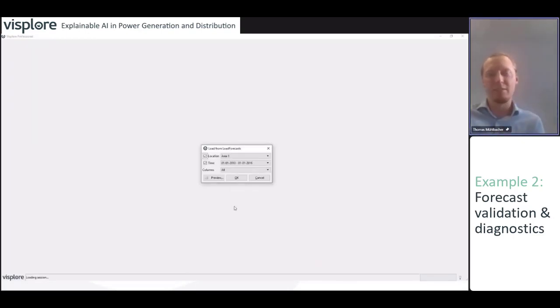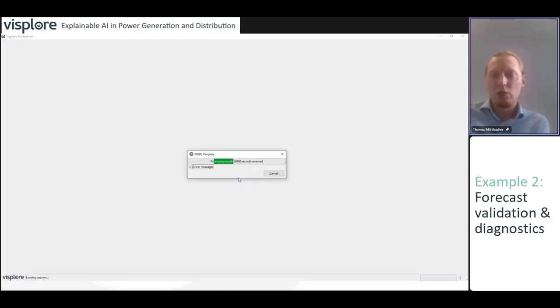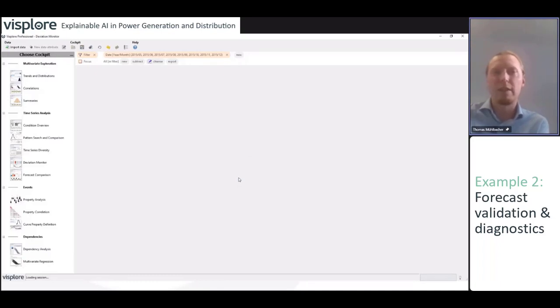And when I do this, I am just asked which larger geographic area I want to load from the database. And the models in this case are power load forecasts from consumers in this area. So area 1 is fine. And also the time range that I want to analyze can be selected. But I just press OK now, which loads the relevant data from the database.